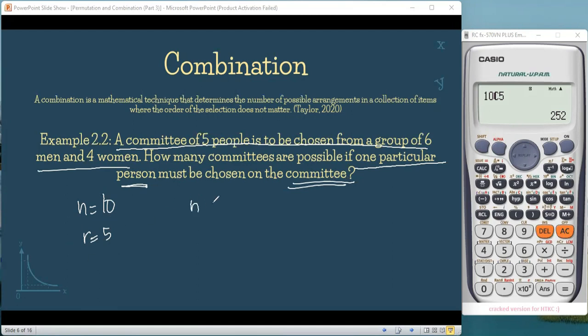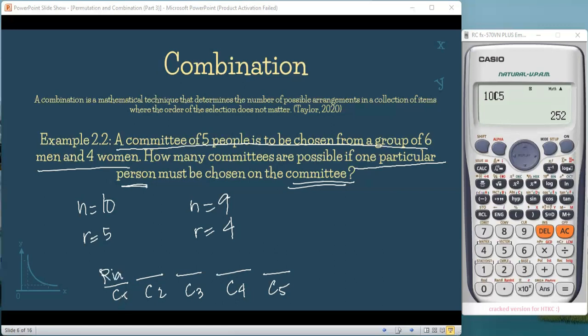So si N po magiging 9 na lang kasi po may isa na pong sure na committee. At si R naman po magiging 4 na po kasi halimbawa dito po yung situation. Halimbawa, yung committee 1, committee 2, committee 3, committee 4, and committee 5. So si committee 1 daw po sure na. So halimbawa si committee 1 natin is si Ria.